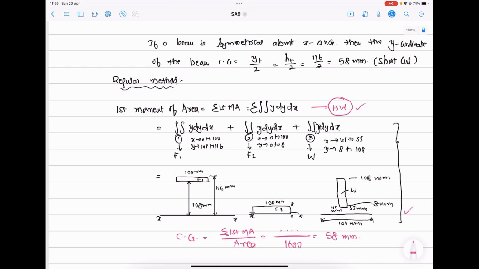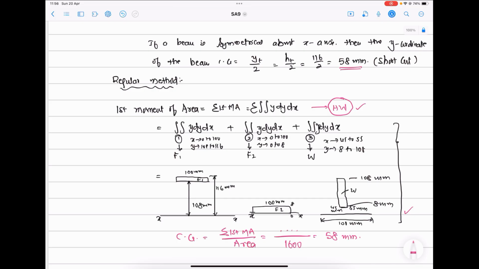Now, this is the shortcut to get the 58 mm. I have used the shortcut because I want to explain both ways, so that in the examination, if you don't have time to calculate with the help of the calculus regular theorems, then you can apply the shortcut and get the value.